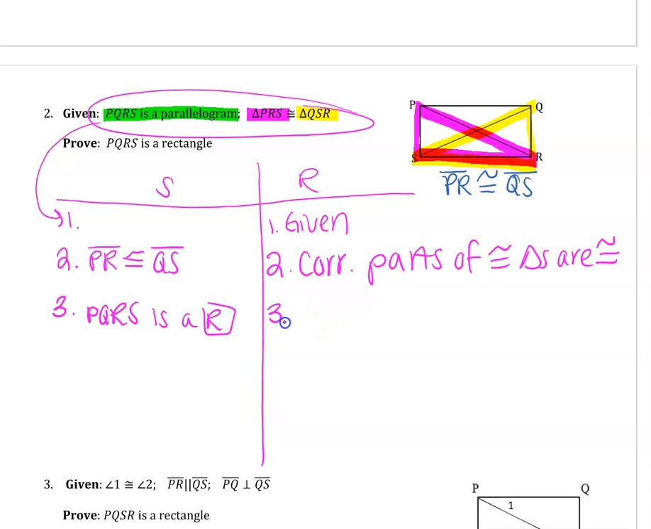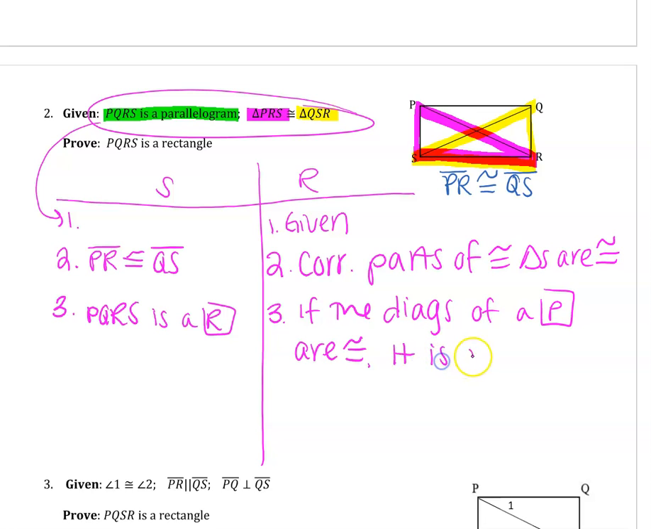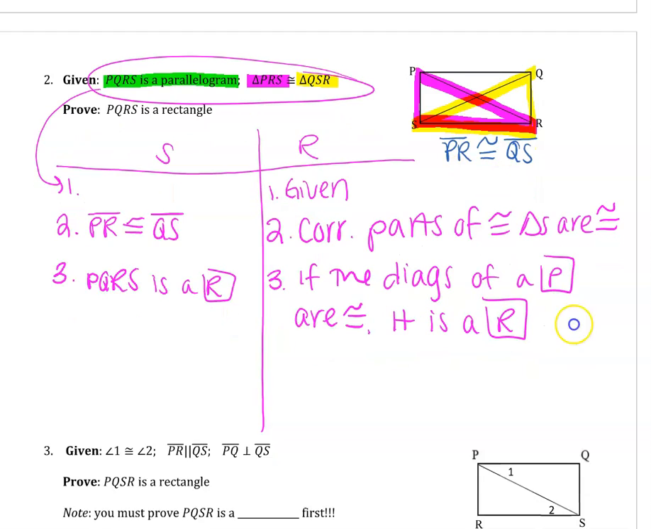Okay, and that's because if the diagonals of a parallelogram are congruent, it is a rectangle. All right, moving on to proof number 3.